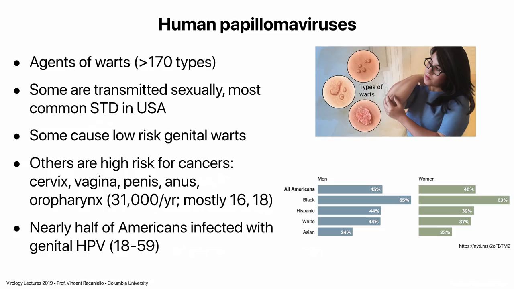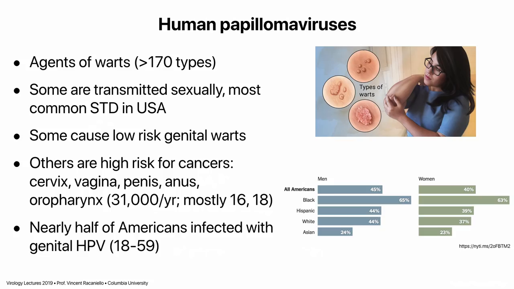You can see the breakdowns there by sex. So there are warts that you get all over your body caused by these viruses. They're generally not a problem. But if they are sexually transmitted genital warts, they can lead to cancer. Certain serotypes are at high risk for cancers of various parts of the body. And we see about 30,000 cases of HPV cancers a year in the U.S., mostly these two types, type 16 and 18. But there can be other types as well.